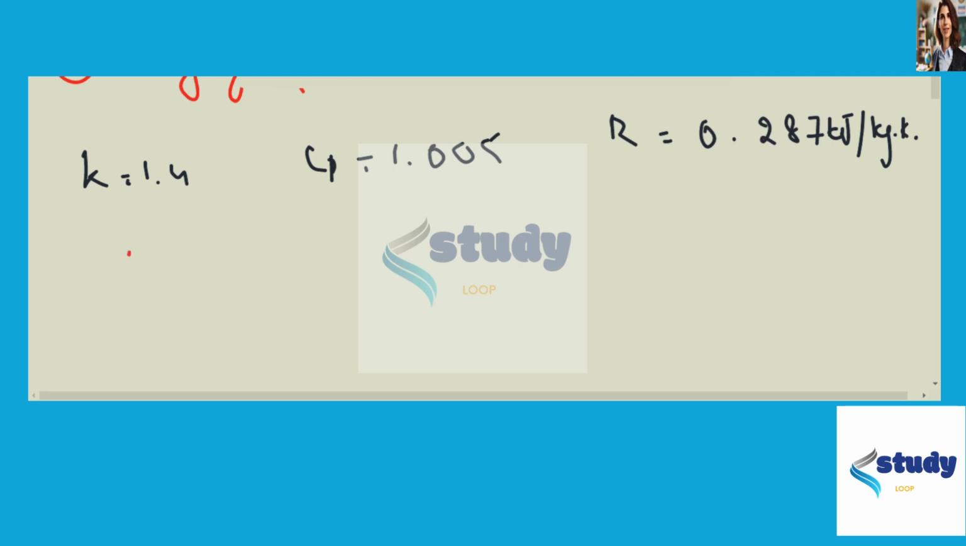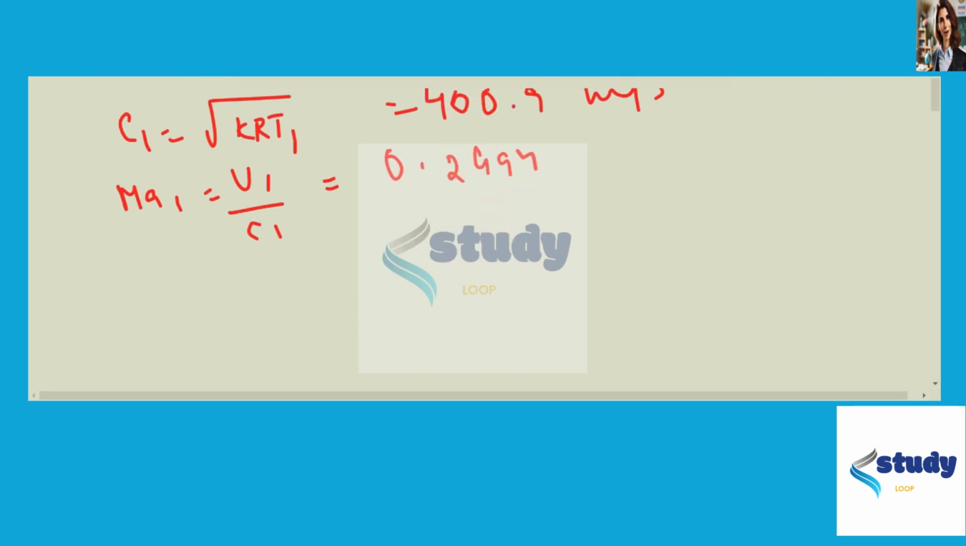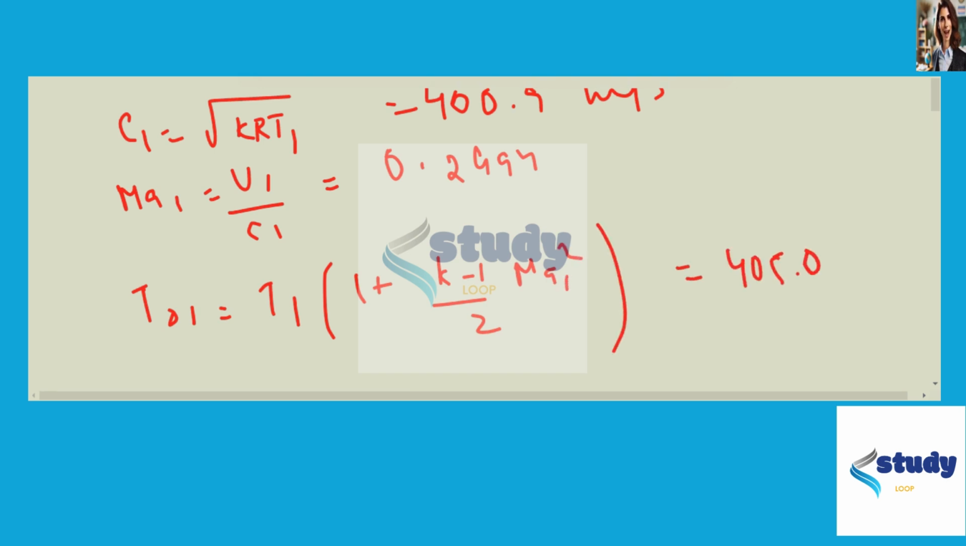For that, first we have to find C1, which equals square root of kRT1, which equals 400.9 meter per second. Then we have Ma1 equals V1 upon C1, which equals 0.2494. From here, the stagnation temperature T01 equals T1 into 1 plus (k minus 1) upon 2 into Ma1 square, which equals 405.0 Kelvin.